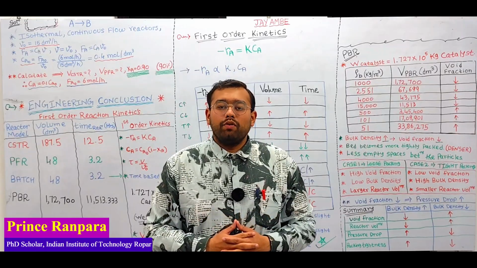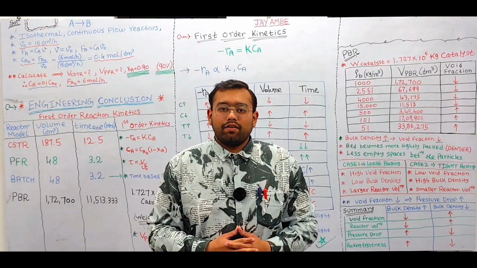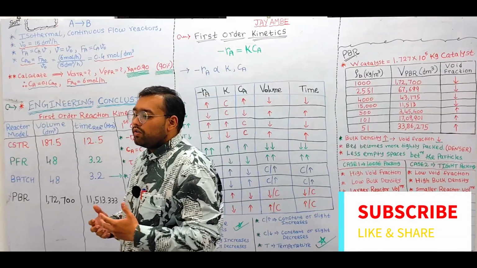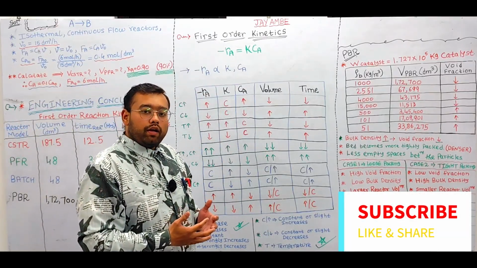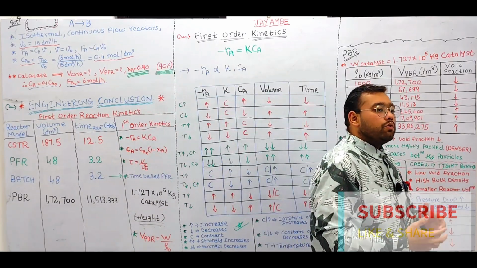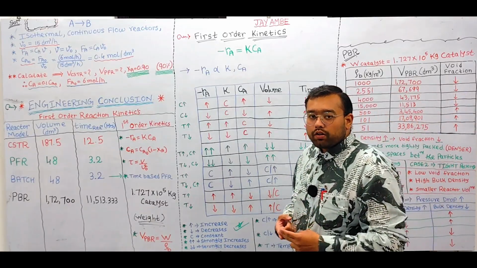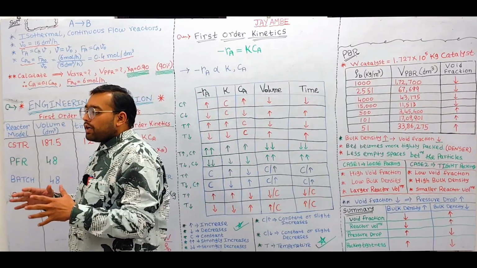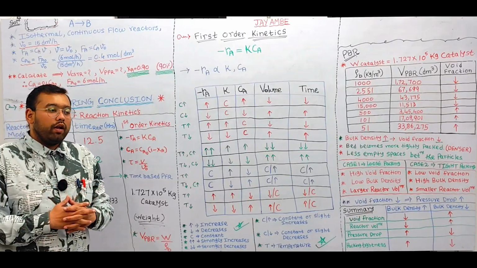So in today's lecture, we are going to understand the engineering conclusion for the first order reaction kinetics, right? So let's get started. In the previous lecture, we started the industrial numerical example, where we considered the first order reaction kinetics by keeping all operating parameters constant. We used different reactor models like CSTR, packed-bed reactor, plug flow reactors, and batch reactors, and we were trying to analyze how large a volume of the reactor we required.